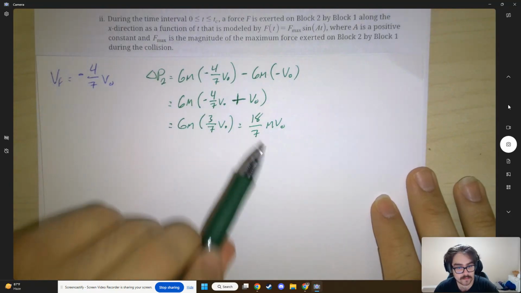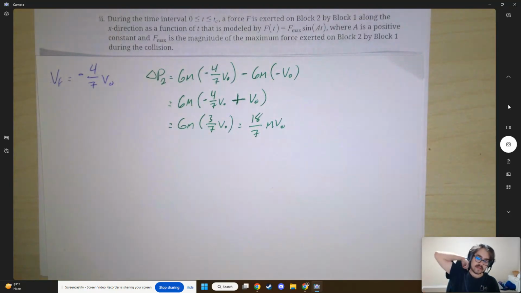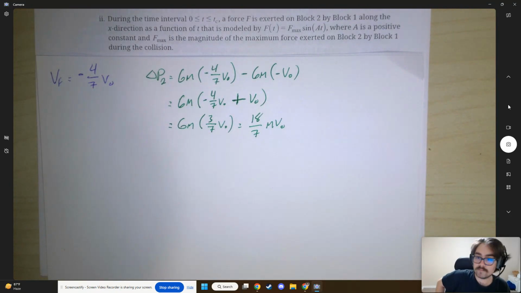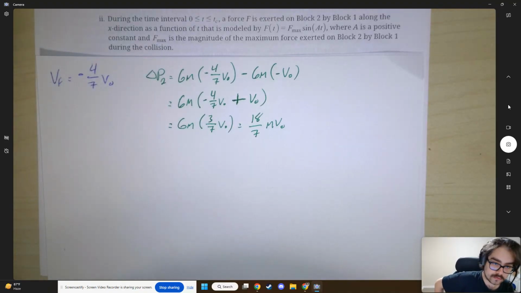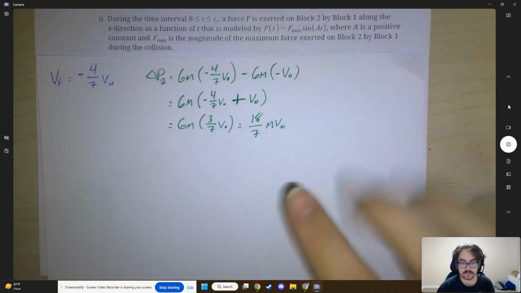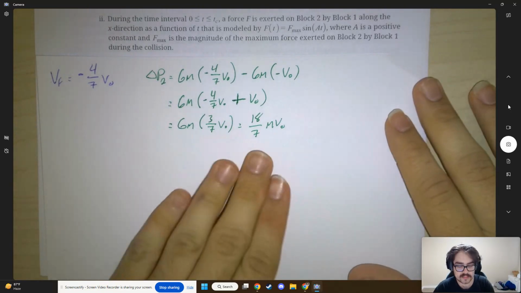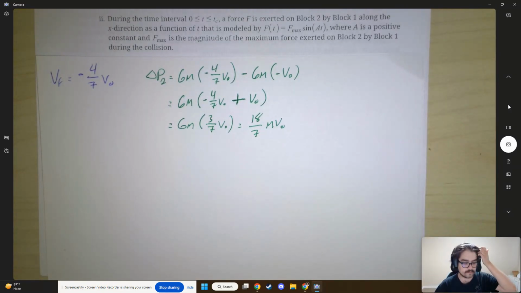Okay. So this is my change in momentum. This is half the problem, right? That's just my change in momentum of specifically block 2, not of the whole system. Remember, the momentum doesn't change in the whole system. It's specifically the change in block 2, right?